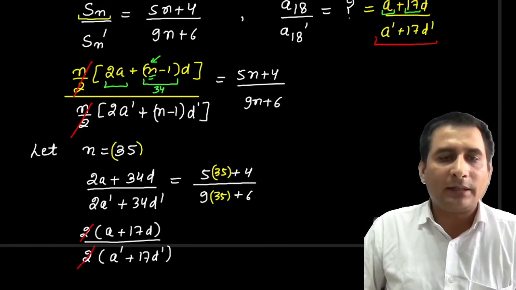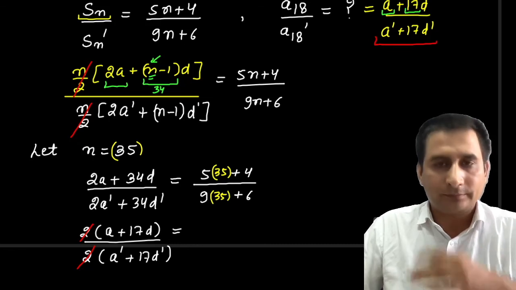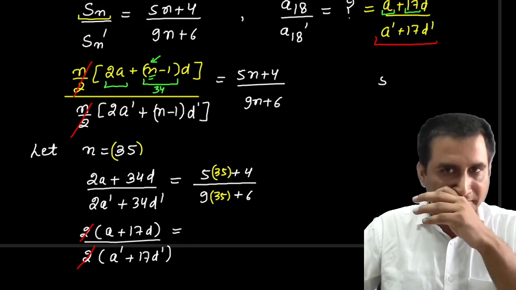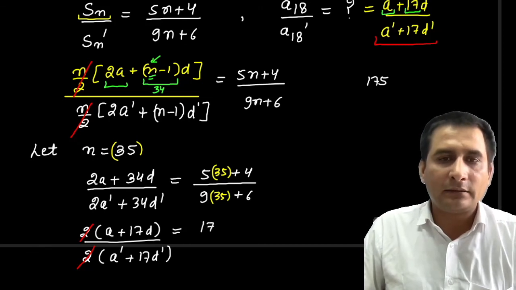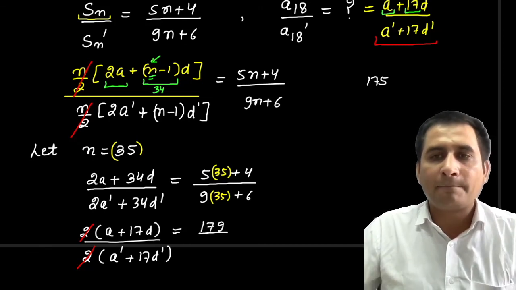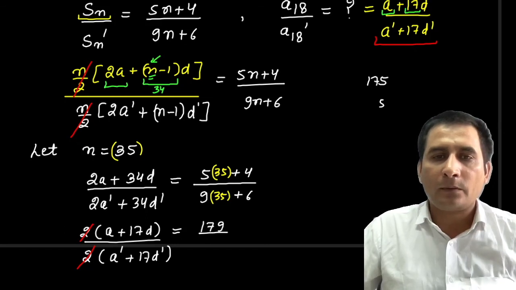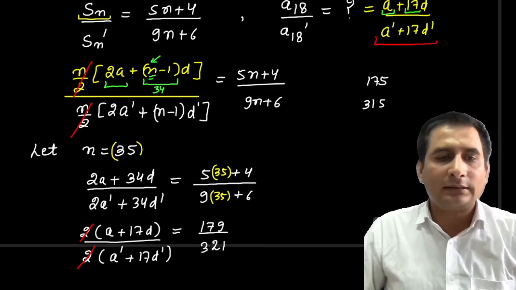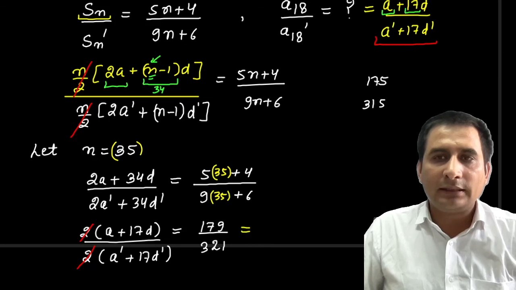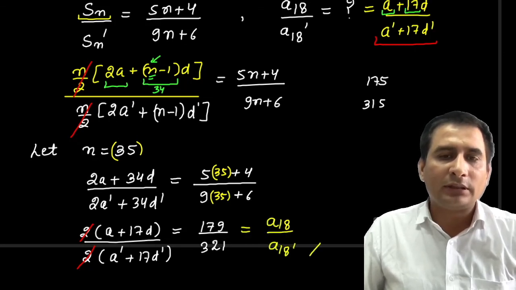So now let us multiply this 35 into 5. 175 plus 4, 179, and 35 into 9, 315. 315 plus 6, 321. So this is the answer in this case. So it is equal to A18 upon A18 dash. I hope this question is clear to you.